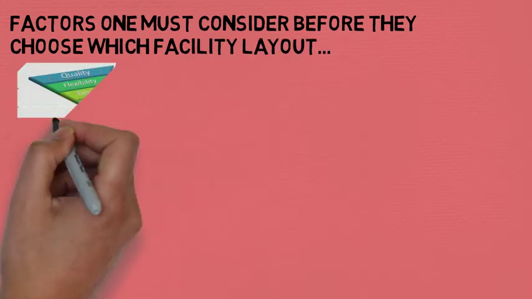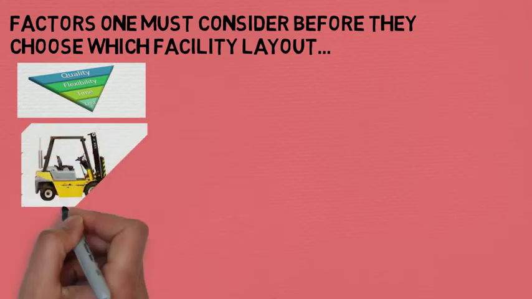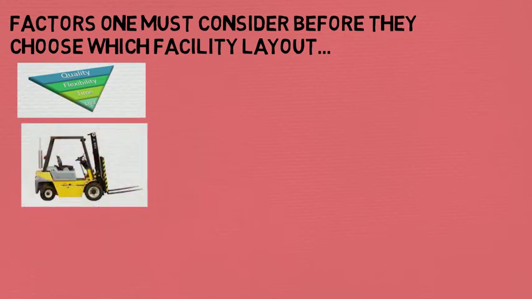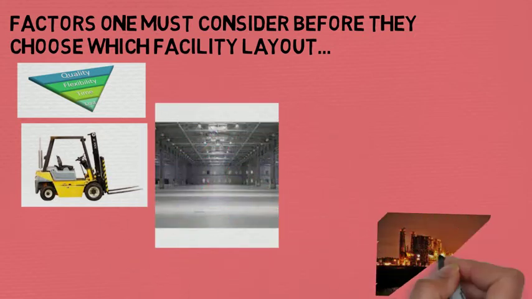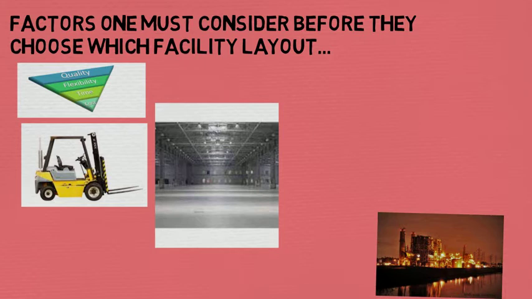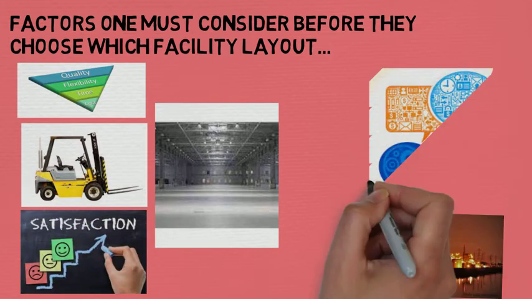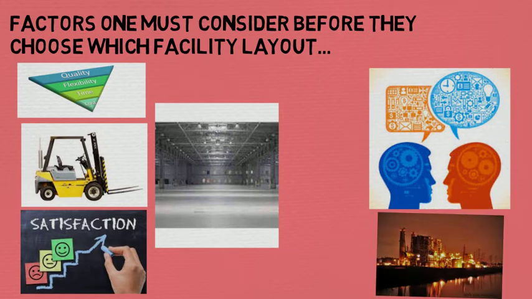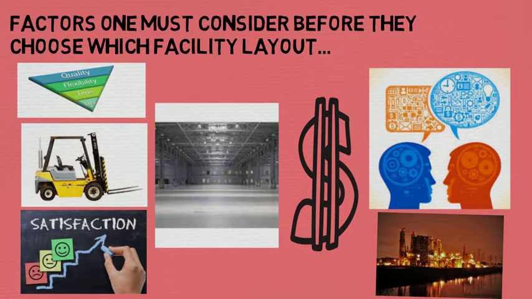There are a variety of factors that one must consider before they choose which facility layout. These include competitive priorities and core competencies, what sort of material handling equipment you have, as well as capacity and space requirements. Environment and aesthetics to improve productivity, morale, and customer satisfaction, as well as how information sharing occurs among the departments in your facility and the cost of moving between various work areas are also things considered. Each of these factors may greatly impact how your facility is structured.